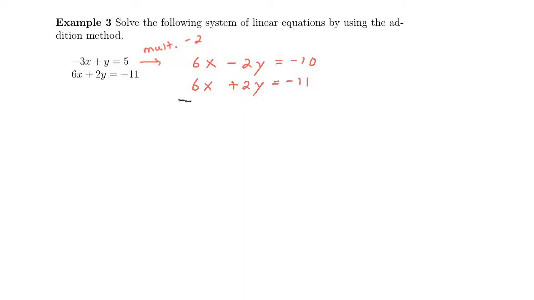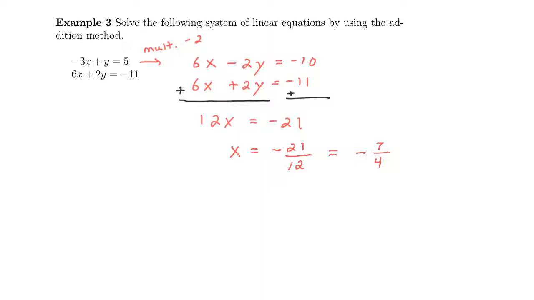I'm just noting that if I add the left sides and the right sides, this one works out really nicely in that it cancels the y's. We get 12x, the y's are gone, and we get negative 21. This is going to be a mess, but when I divide both sides by 12, I get negative 21 over 12. There's a factor of 3 that I can cancel from both the numerator and the denominator, which would give me negative 7 over 4. So I'll use the simplified answer. So we're not quite done yet.